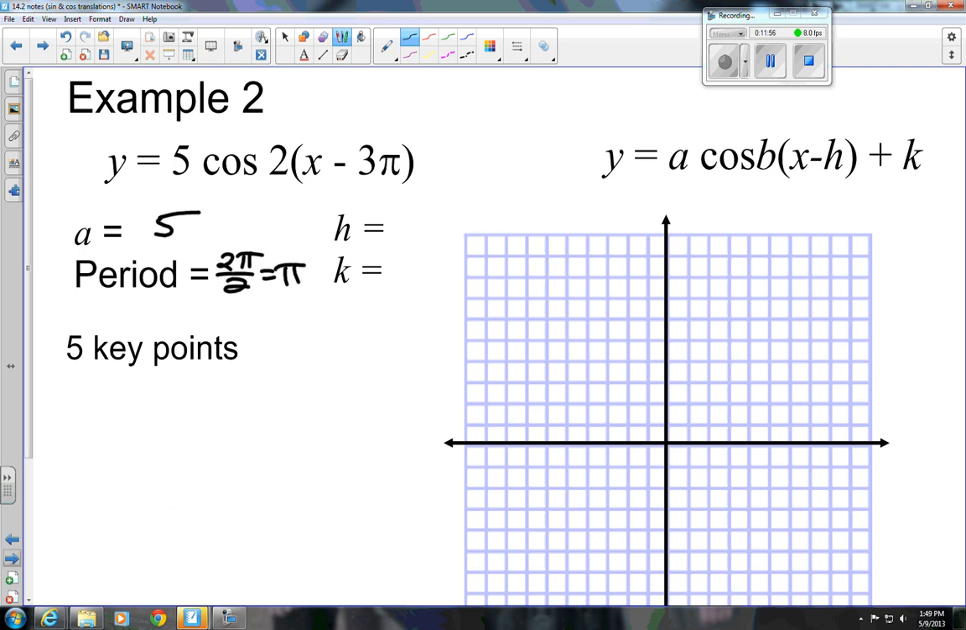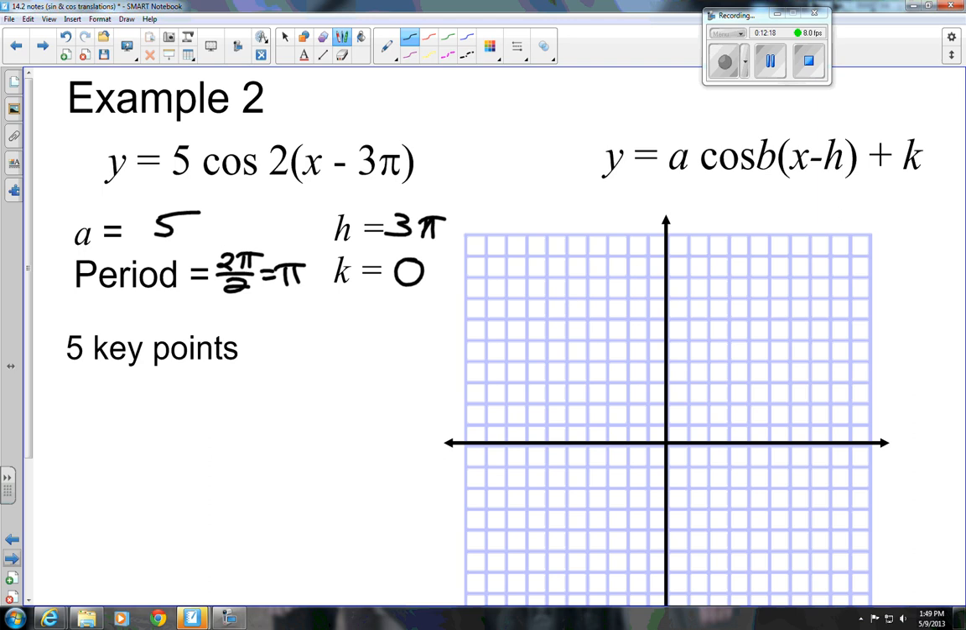Now this time I have parentheses after the cosine, so this means it's got an h, and the h is 3 pi. Remember, with the h you change the sign. The k is 0.